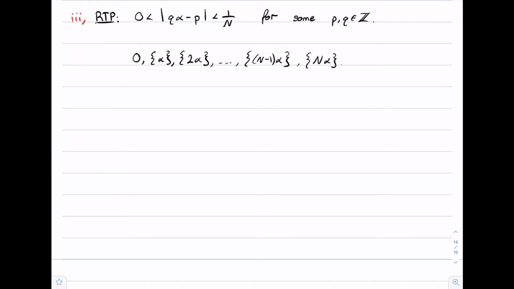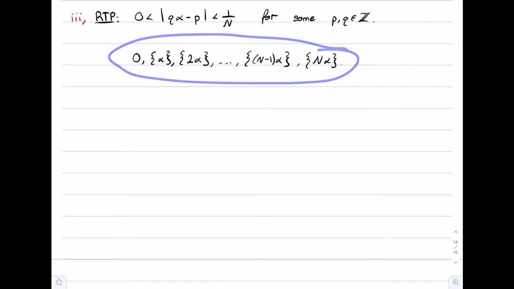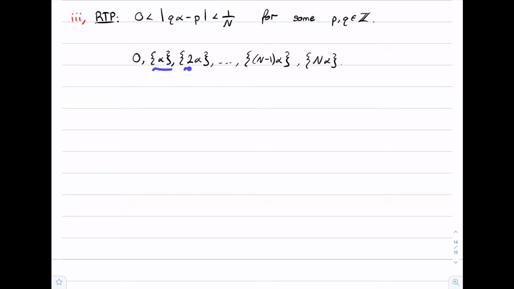Now, what I've done is I've written down this list of numbers, which was dealing with the fractional parts of these multiples of alpha. And what did we prove in part 2? We proved that at least two of these numbers here differ by 1 over n. Now, this idea of differing by 1 over n seems pretty good because this looks like a difference of something being less than 1 over n. All right, so that looks like a link that we're probably going to have to make.